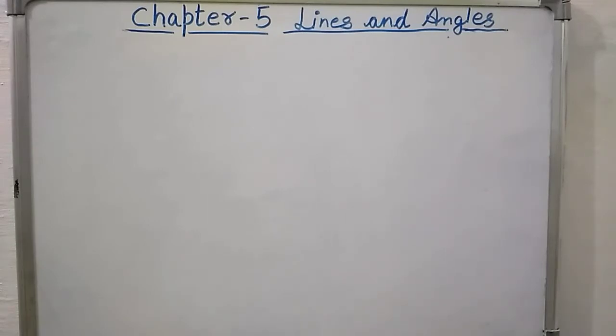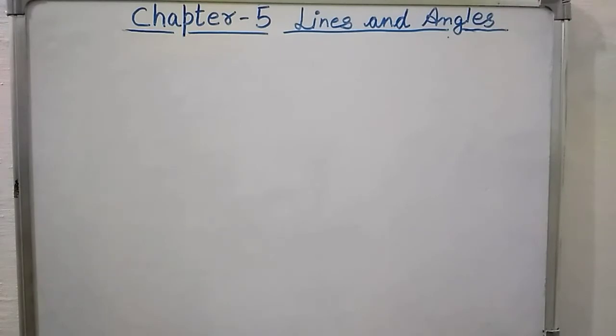Today we will begin our new chapter, lines and angles. As we can see around us in our daily life, there are many lines and angles. For example, our table, our chair, doors, walls, even this board, everything contains lines and angles in it. So our life is full of lines and angles.